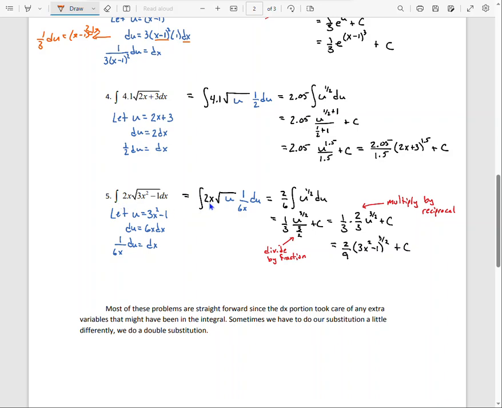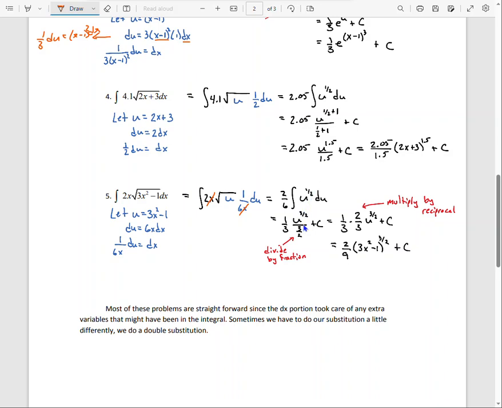We keep the integral of 2x square root, but now we've replaced our 3x squared minus 1 with a u. We've replaced our dx with a 1 over 6x du. Notice here that this x cancels out this x, and so I don't have any x's remaining in the equation. I have a 2, and I have a 1/6, so that makes a 2/6 u to the 1/2 power du. 2/6 simplifies to 1/3.